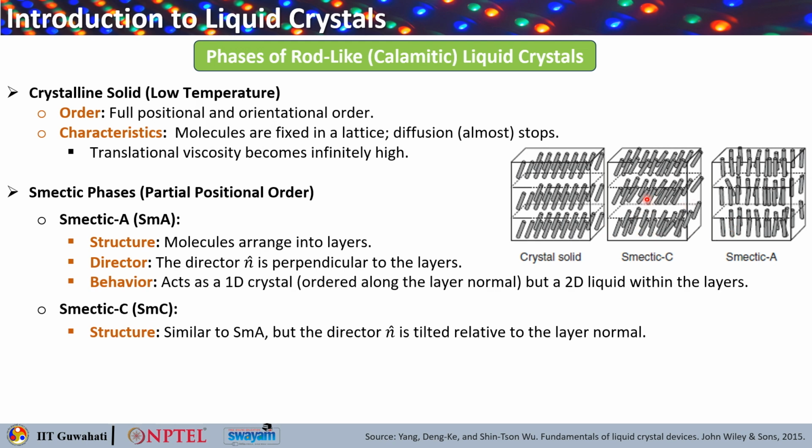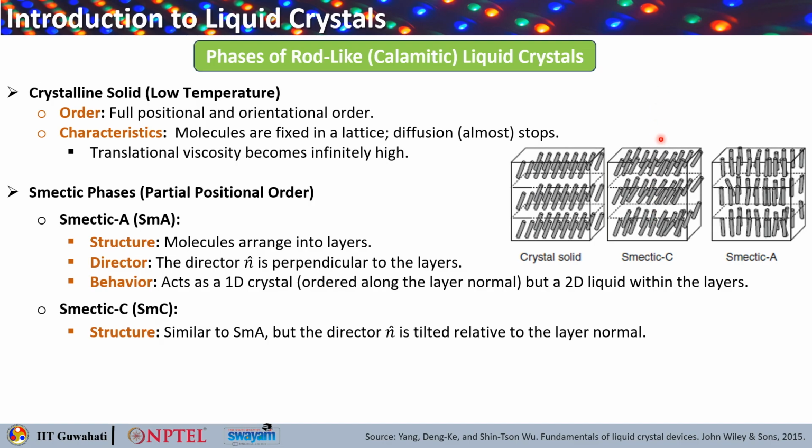Now, if you look into the smectic C, which is the intermediate state between this crystal solid and smectic A, you will see that the features are similar to smectic A, other than that the director, that is n cap, is tilted relative to the layer normal.